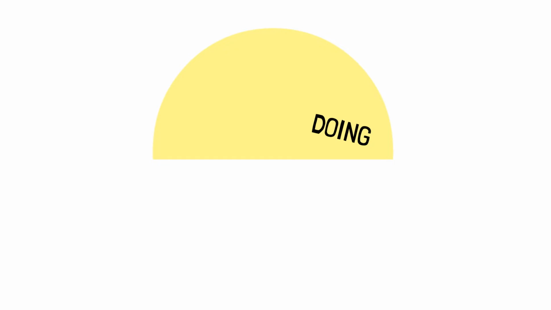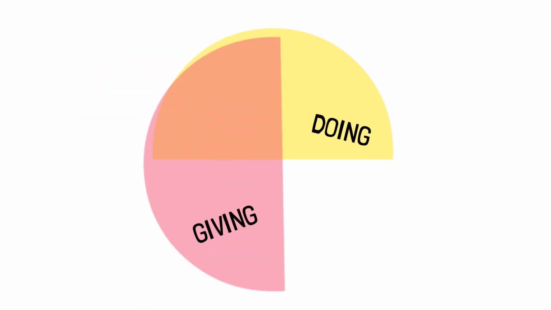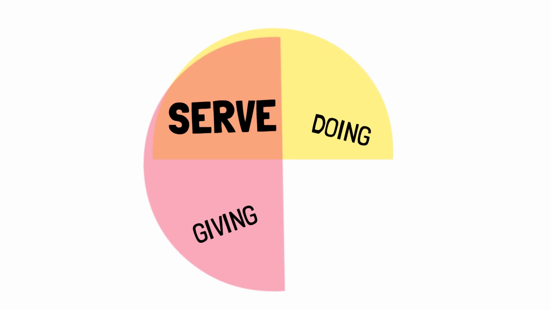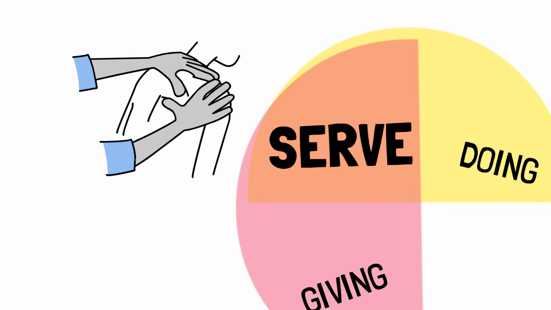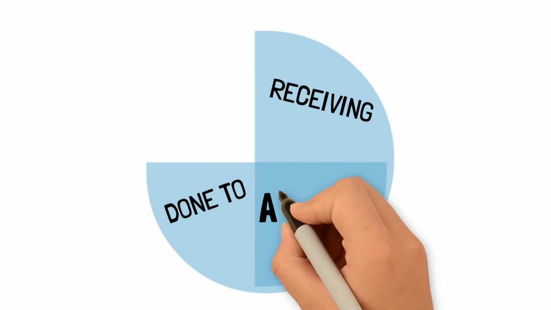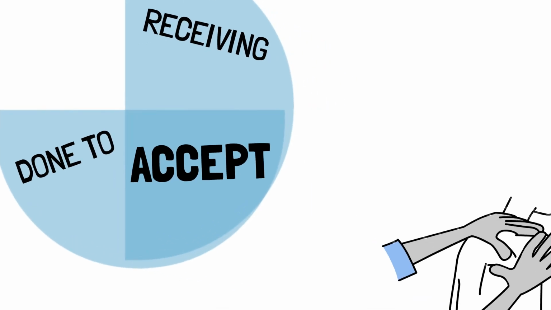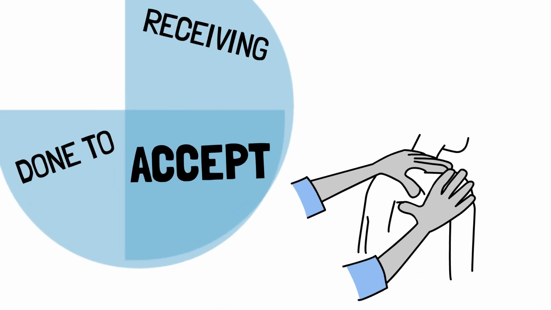The doing and the giving halves combine to create the serve quadrant. This is where I'm doing something, but it's for someone else's benefit, like giving the massage I mentioned earlier. The receiving and the done to halves combine to create the accept quadrant. This is where someone else is doing something that I want. This time I'm receiving the massage.